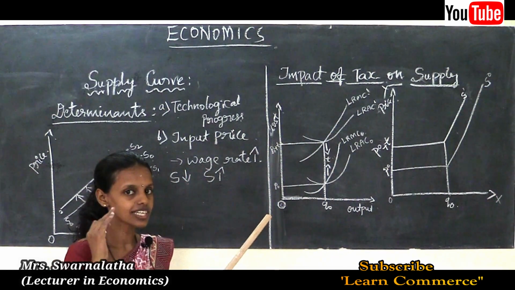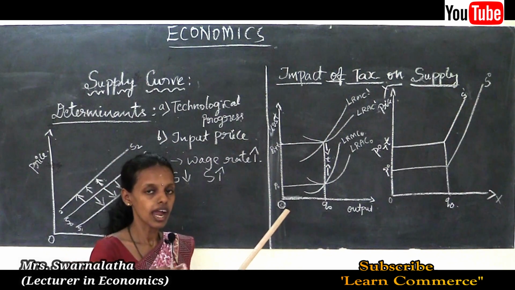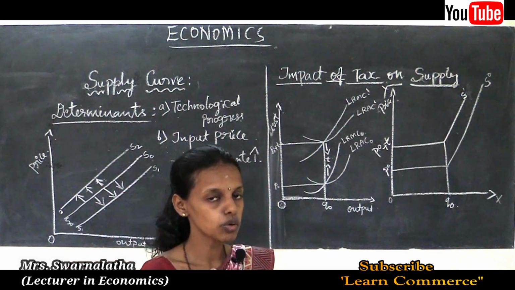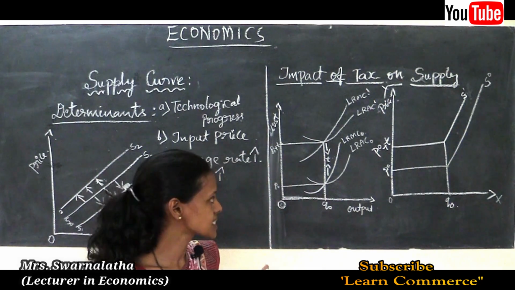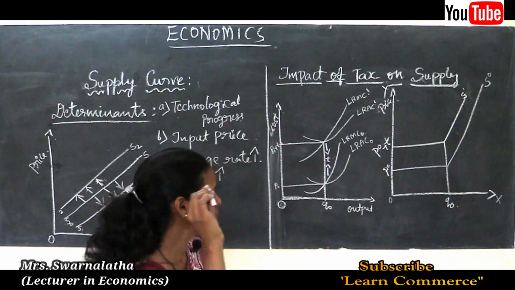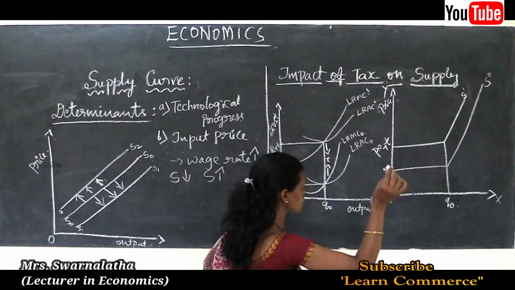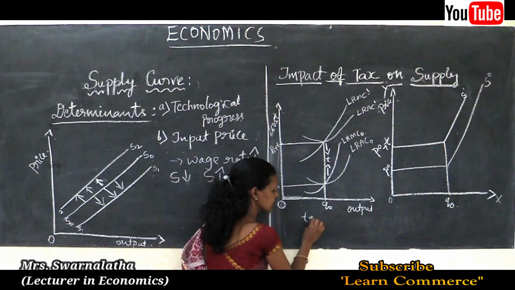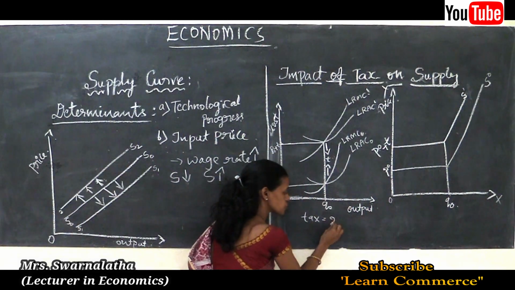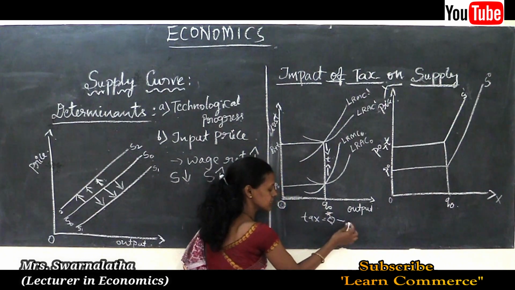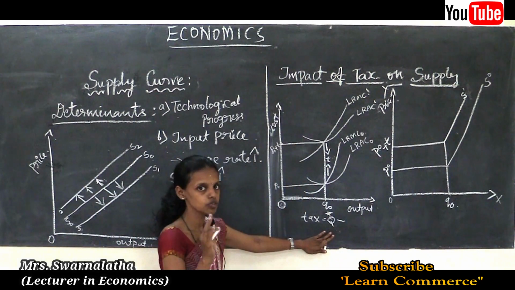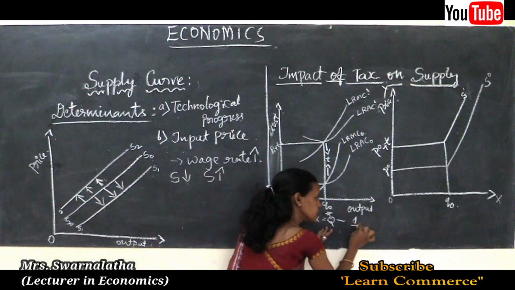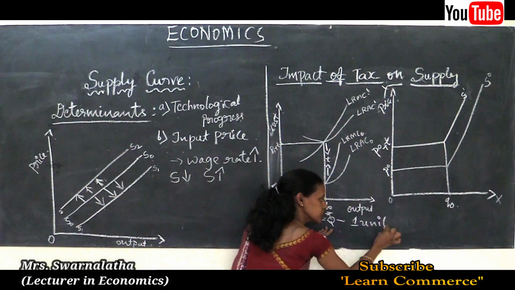Increase in the tax leads to the decrease in the supply, and decrease in the tax amount leads to the increase in the supply. For example, you can take one example. Government imposes a tax of rupees 2 per unit of sale of output. Per unit of sale of output means 1 unit, 2 rupees per 1 unit.